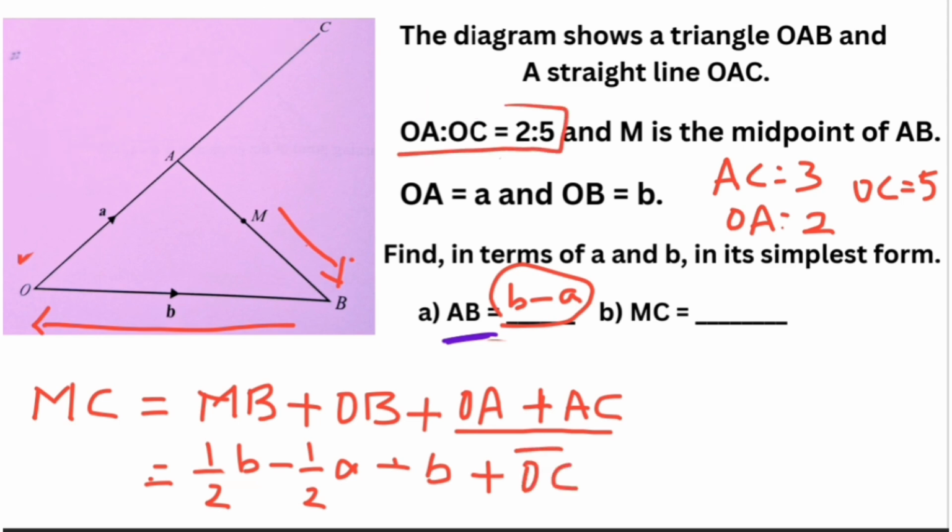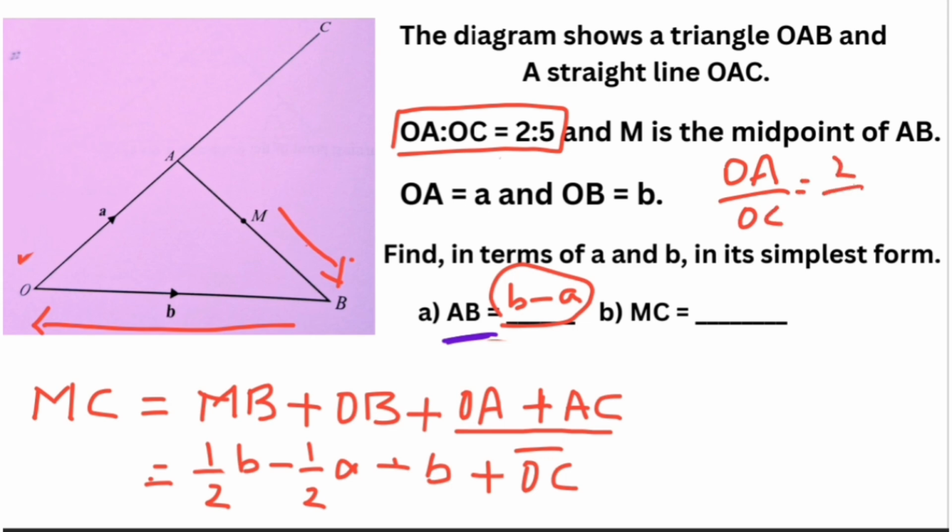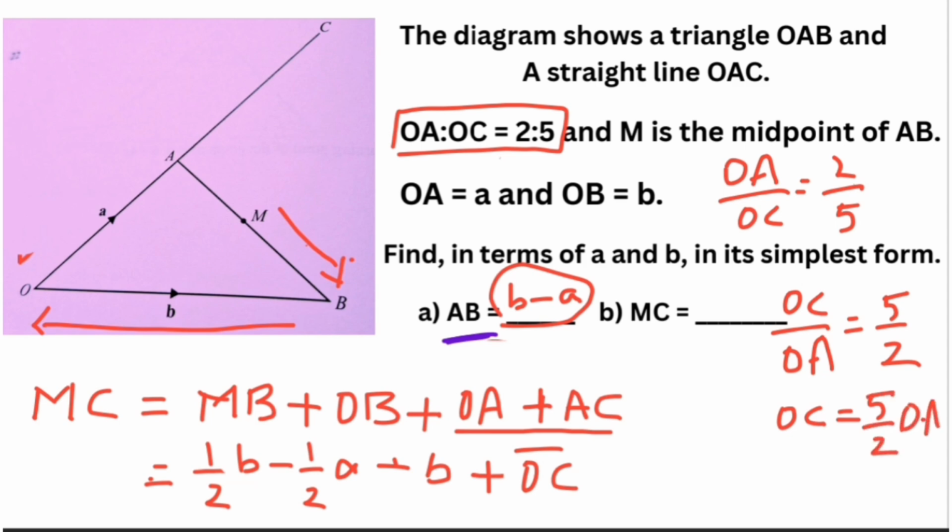Let's take the ratio. OA by OC equal to 2 by 5. So we need to find OC, so that's why we have to take the reverse. OC by OA is equal to 5 by 2. Here we can write OC equal to 5 by 2 times OA. OA is nothing but A. So instead of OC, we can write 5 by 2 A.